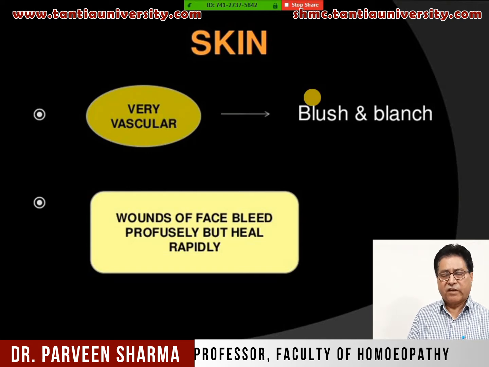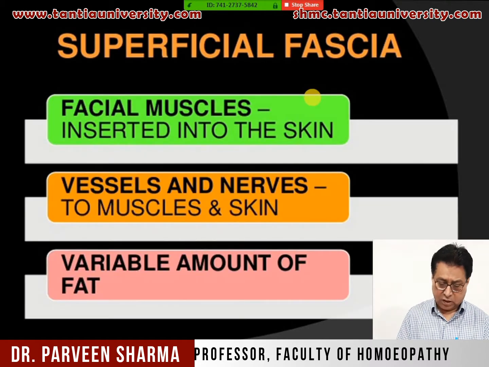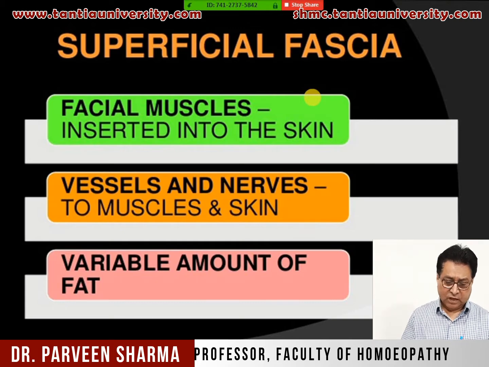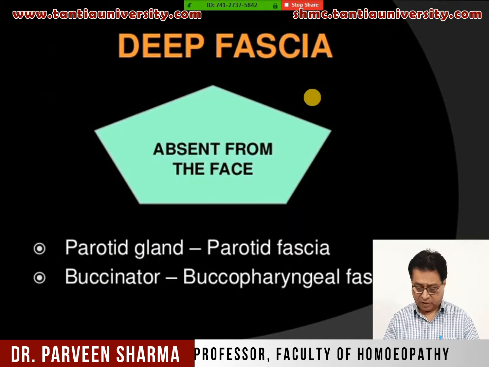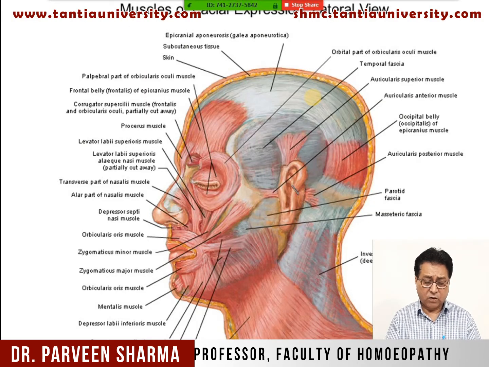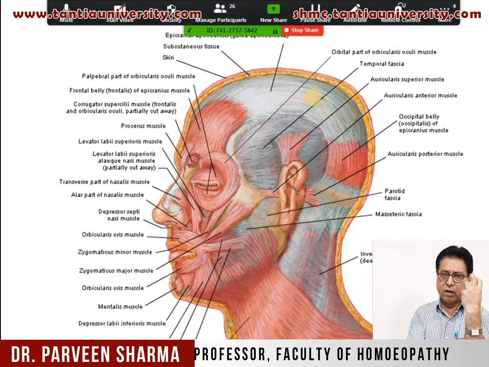Then I told you the facial skin gives insertion to the muscles of facial expression. Then the results of plastic surgery are better on the face. So these are certain very important features of the skin of the face. Next, I told you about the facial muscles of facial expression. These muscles are around the orifices. First I told you about the eye, about the orbit.